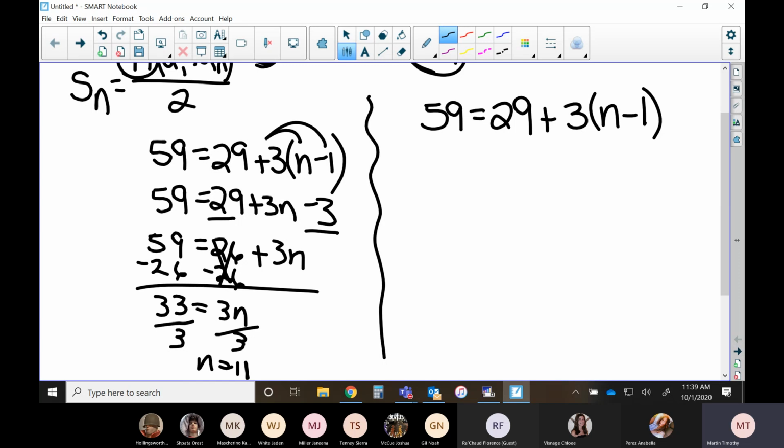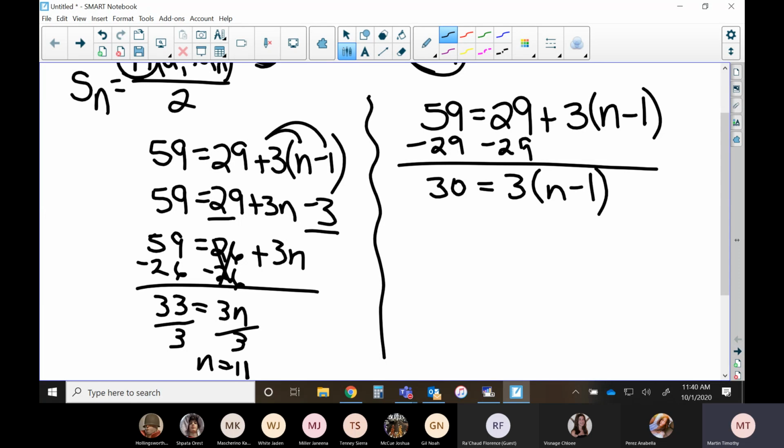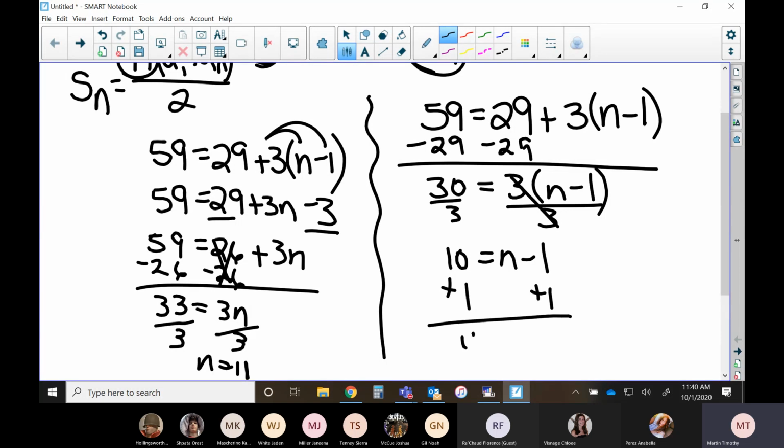Yes? Yes. Now, here's the other way I could solve this. I could minus the 29 first. And then I get 30 equals 3 times (n minus 1). That's okay. What's this 3 doing to this whole thing over here? So how could I undo it? And then I get 10 equals n minus 1. And then what could I do? Add 1 to both sides, and what did I still get? It doesn't matter which way you do those, you still get the same answer.